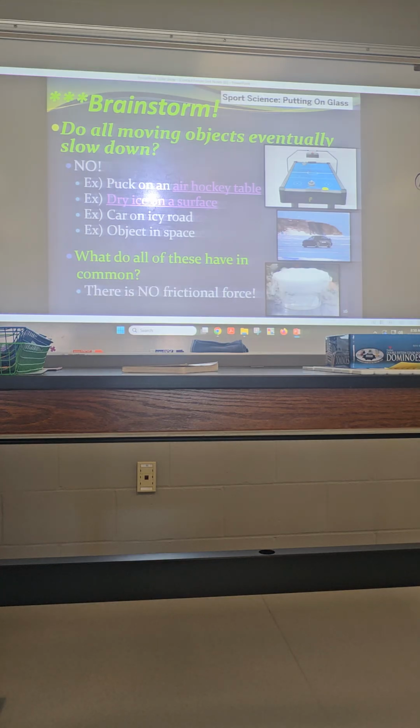And so if you're trying to make something be able to keep moving, you want to reduce the friction. If you're trying to increase friction, then it's because you're trying to get something to stop. So like if I'm on ice, I probably want to stop. I want to have something that's going to give me some traction. So we'll talk more about good friction and bad friction tomorrow.